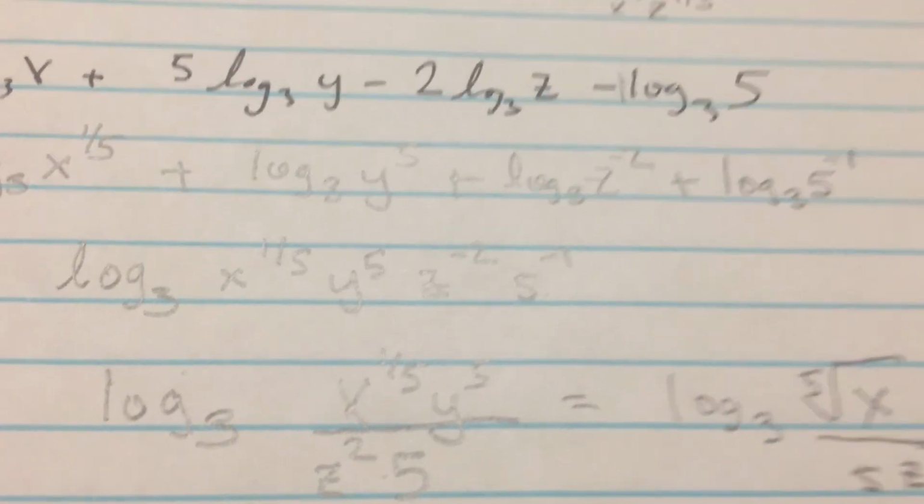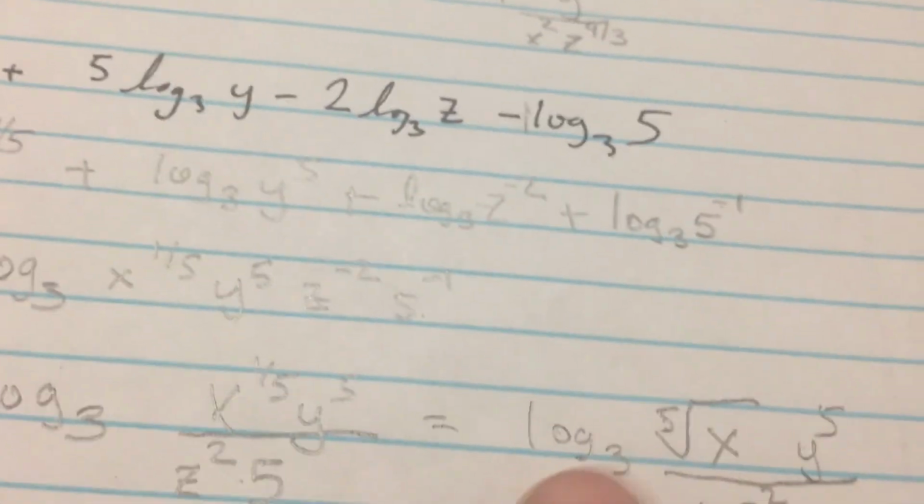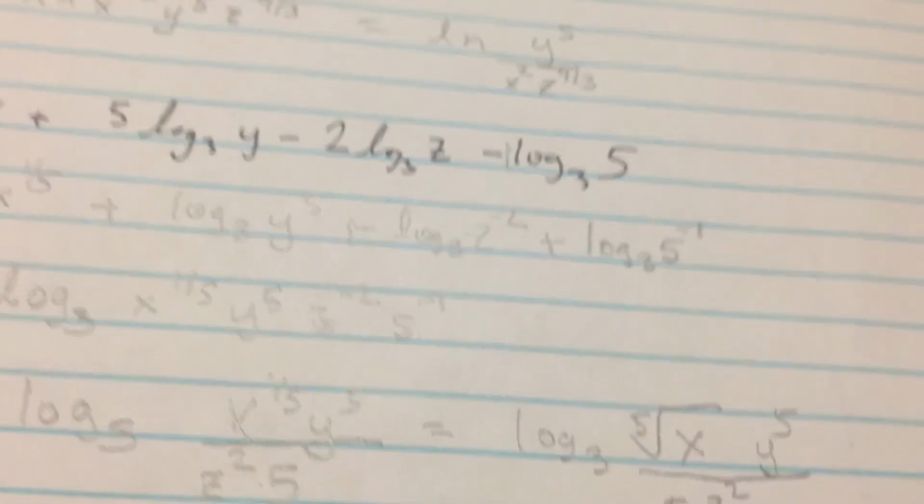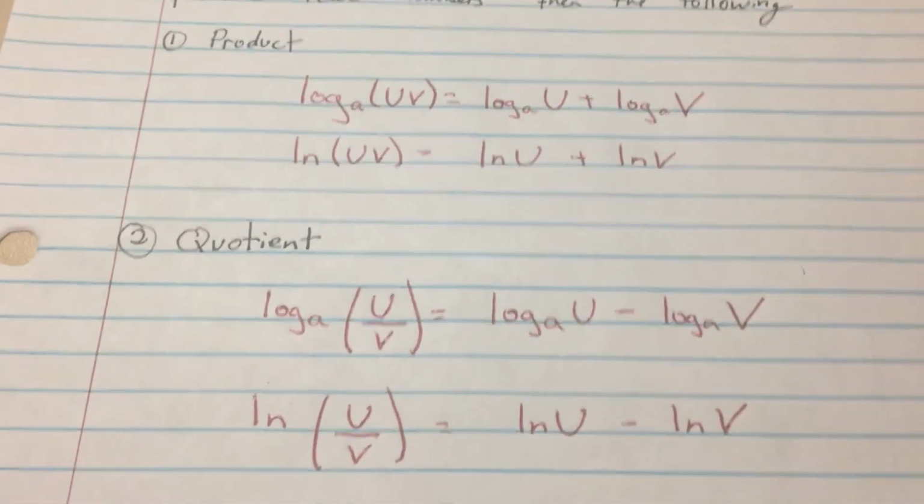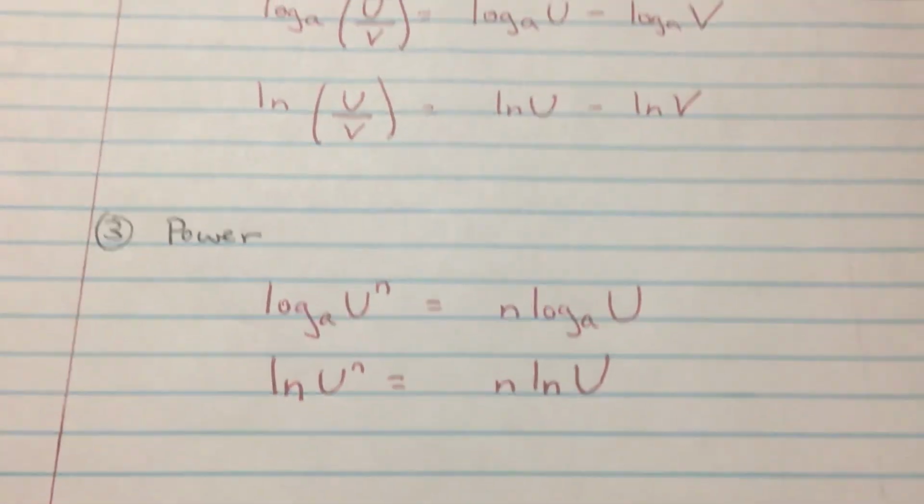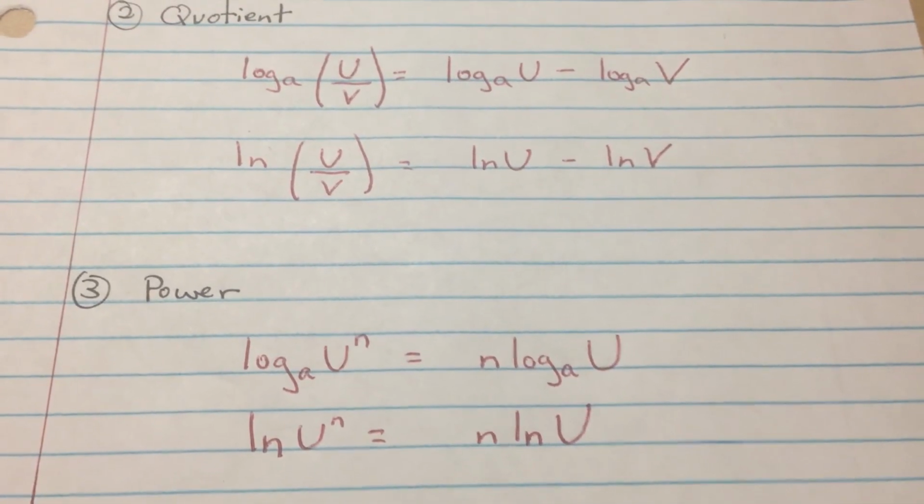All right, and that is your properties. These are your properties for condensing and expanding logs, right? So please make sure that you keep your product, your quotient, and your power properties handy for natural logs and regular logs.